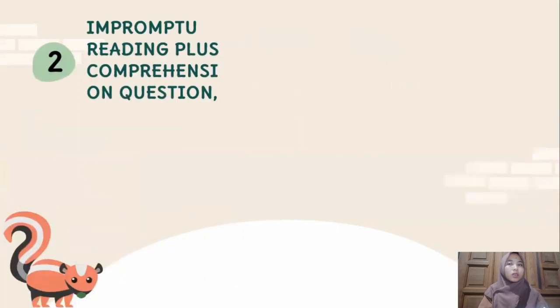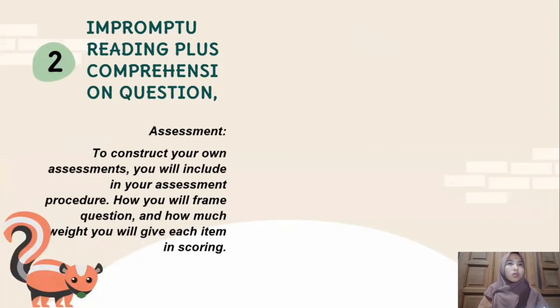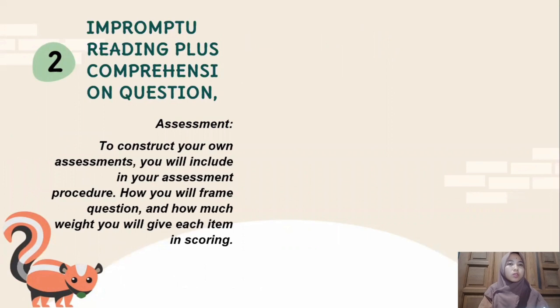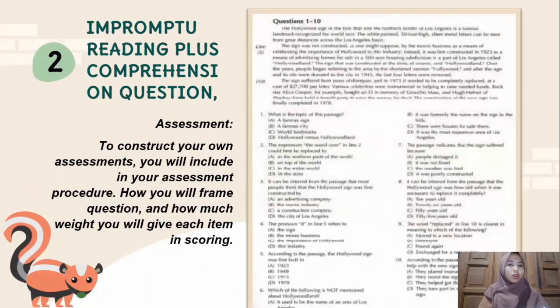And the second one is impromptu reading plus comprehension questions. To construct your assessment, you will include in your assessment procedure how you will frame questions and how much weight you will give each item in scoring. And this is the example of this task.